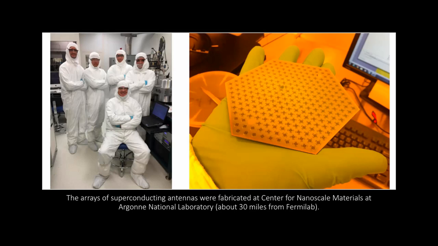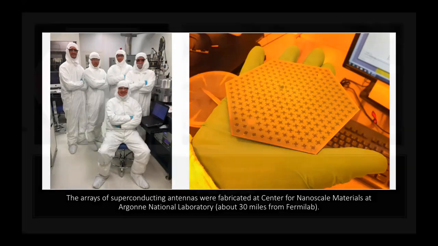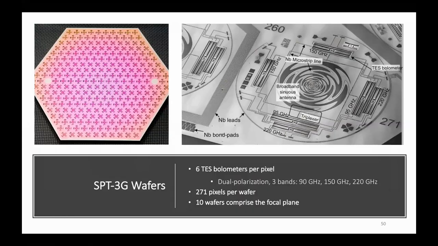We get these from Argonne, which is just about 30 miles from Fermilab. Sometimes I just drive over there and pick them up. And here's just a close-up of these wafers and what one pixel looks like, which I've talked about before, so maybe I won't talk too much about that right now.